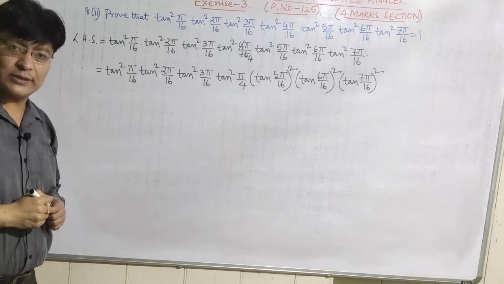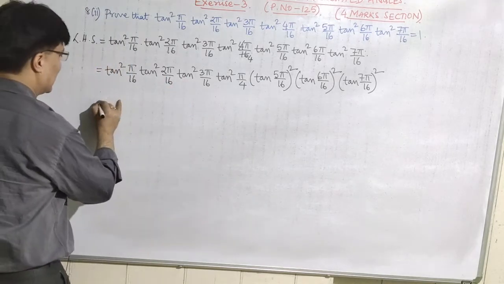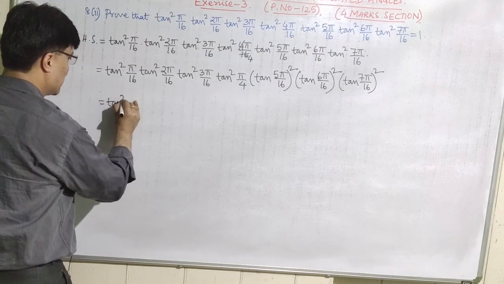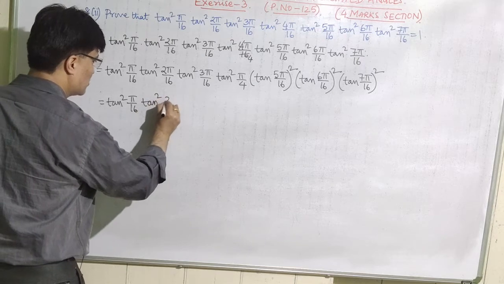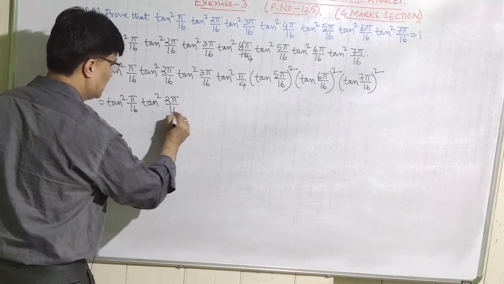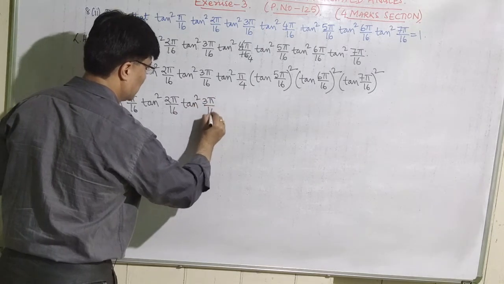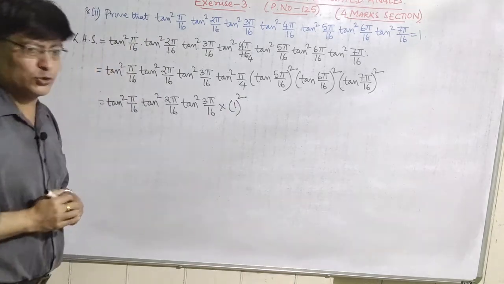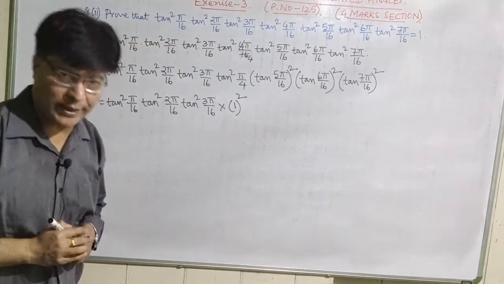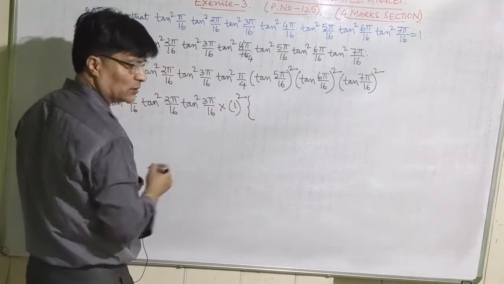So I think you have understood it. Okay, so let us keep these 3 terms as they are. So it is tan square pi by 16, tan square 2 pi by 16, tan square 3 pi by 16. And you know that tan pi by 4 is 1 always. So we can write here 1 whole square. Okay. Now let us convert this into cot.